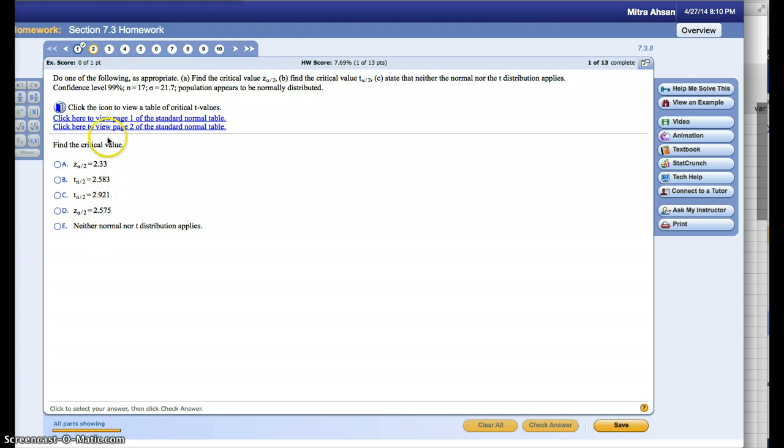Again, to figure it out, we know the confidence level is 99%. 100 minus 99 is 1%. 1% divided by 2 would be 0.5%, which is going to be 0.005. So I'm going to open StatCrunch again.